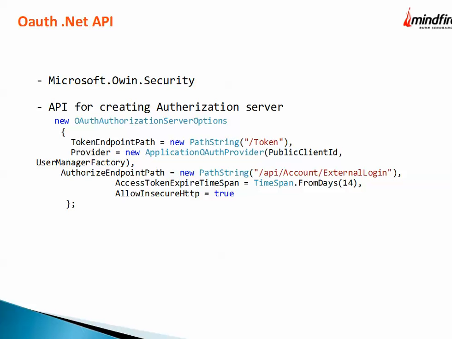Then you can provide the access token expiry time span. It's like key expiration time. You can provide it on your own. Another option is allow insecure HTTP. If you call from insecure HTTP without secure SSL, then you can set this option.